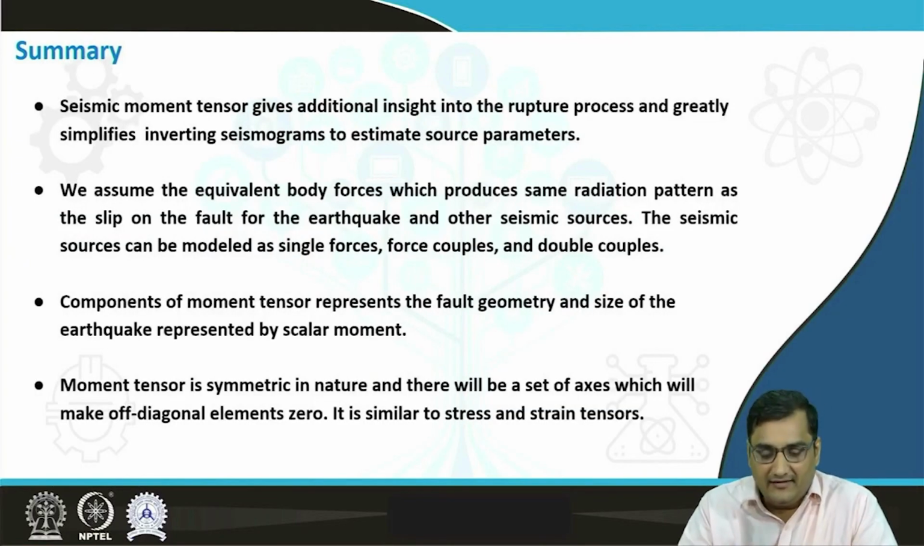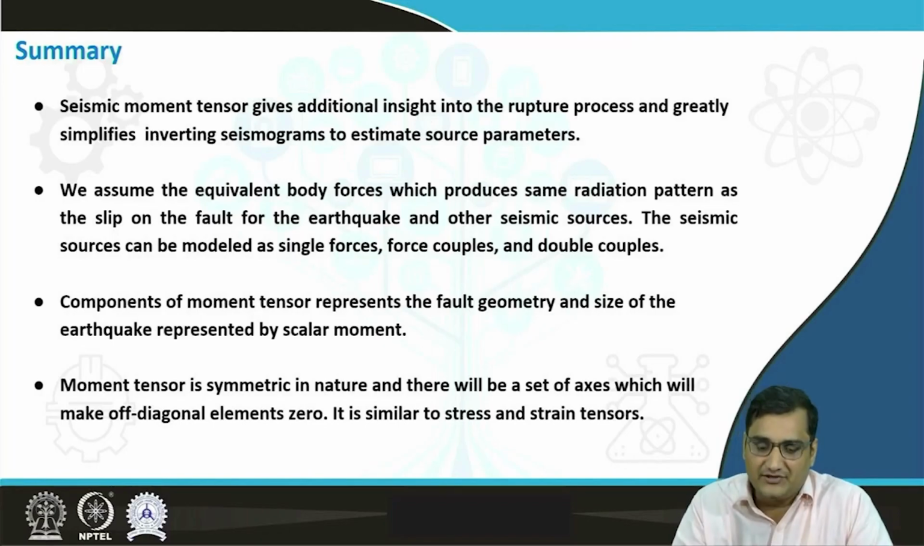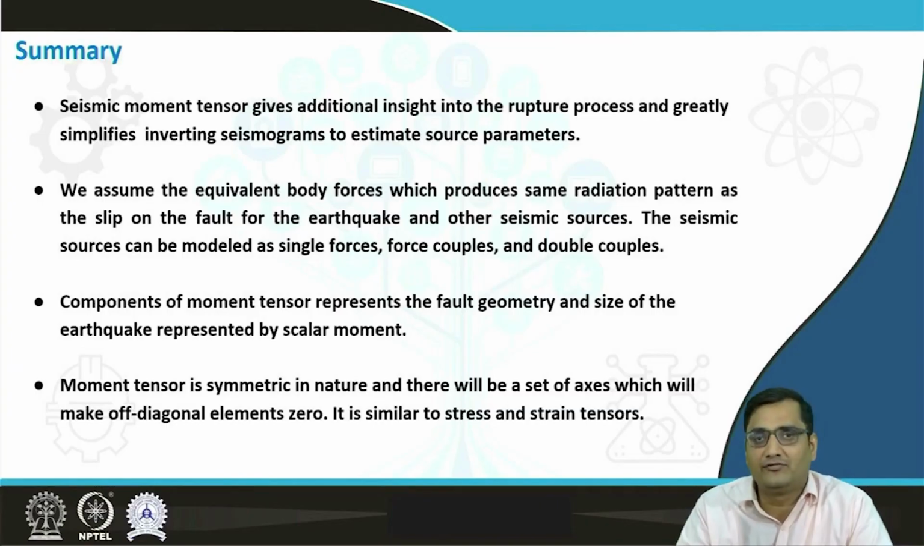We then learnt about the seismic moment tensor, which can be used to give additional insight into the rupture process and can be used to estimate the source parameters. We assume that the equivalent body forces can be used to represent the overall, actual forces that are acting on the fault plane, and this will represent the same radiation pattern as that of the faulting that is actually happening on the fault, and also the other seismic sources.